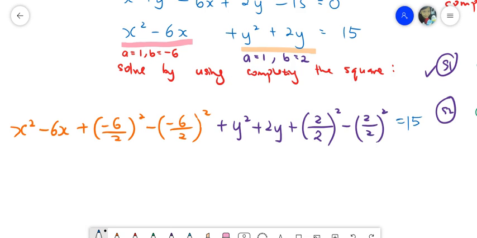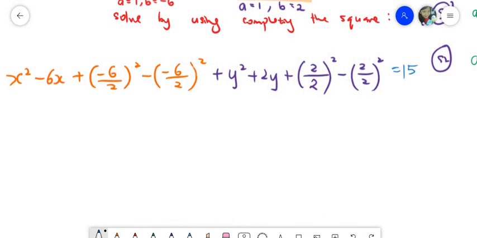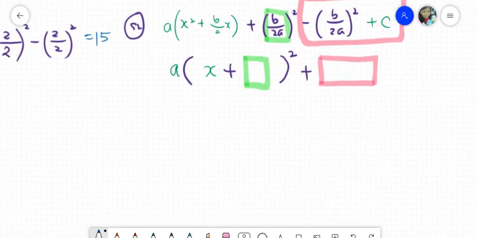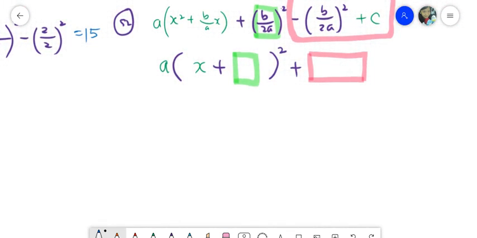Okay, so what else you need to do? This is the part that I did not mention just now. So step 3, you may need to simplify. Simplify what? Simplify the term inside your b over 2a here. Is that okay? Your b over 2a here.